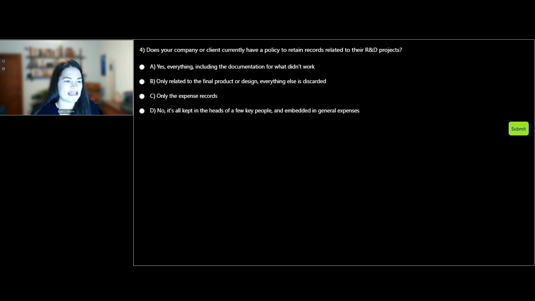There are 19 states that do not conform to IRC. So you may be able to maintain your current treatment of R&D expenses as a fully deductible expense in the current year. If we're looking at the West Coast, Oregon currently conforms, so you may need to amortize research and development expenses in Oregon. California, Arizona, Idaho do not.